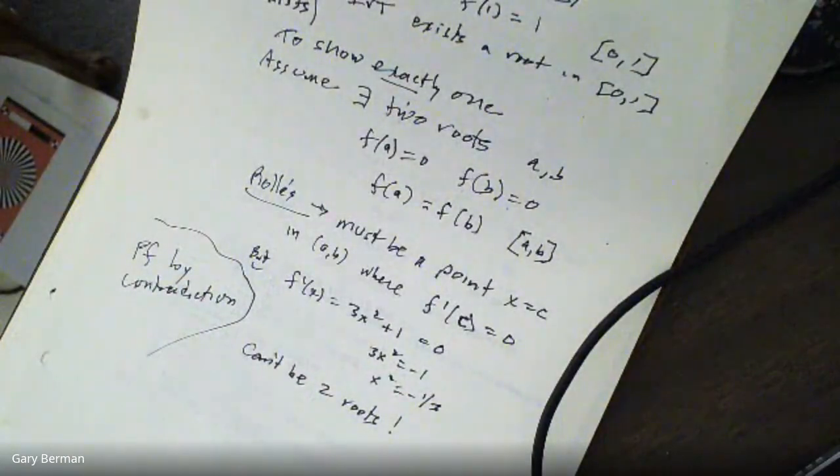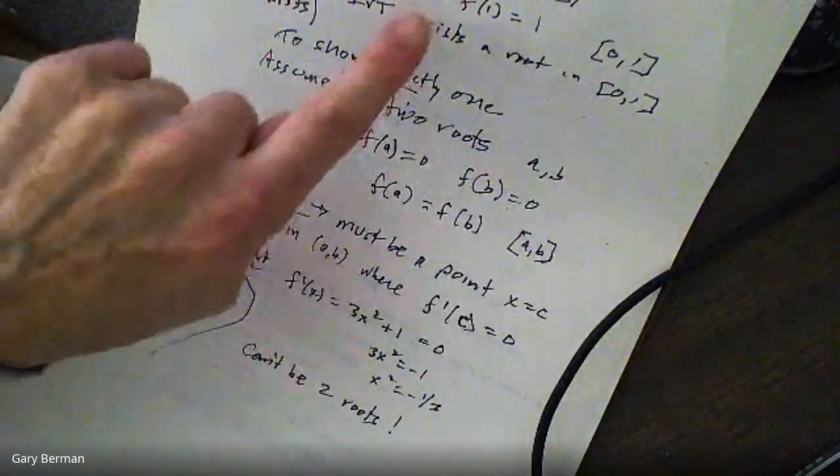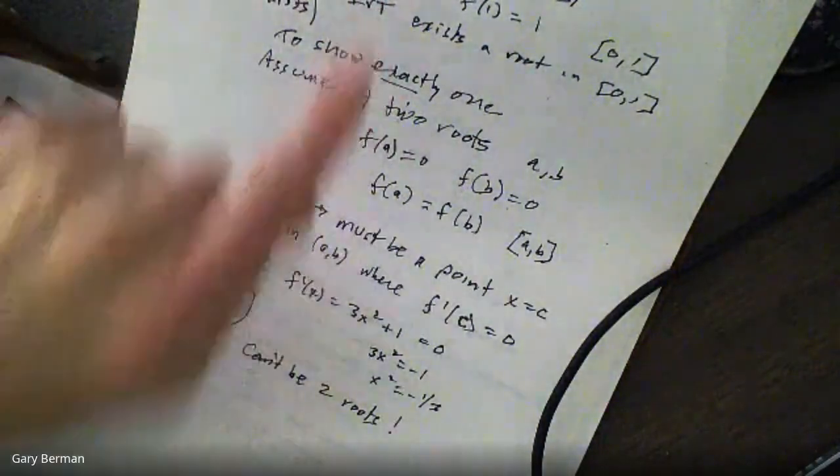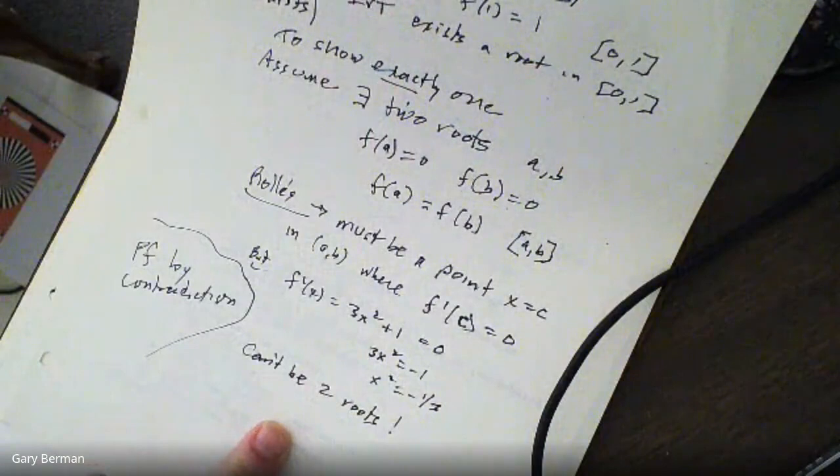A proof by contradiction is just what you saw. You assume the opposite of what you really want to show. And then you show that that assumption leads to something impossible, which means your assumption's wrong. So we've actually now solved the problem. We showed that there is one root with the intermediate value theorem, and now I've just shown you there cannot possibly be more than one root. And that's exactly what the problem asked us to show. Show there is exactly one root. We've done that.